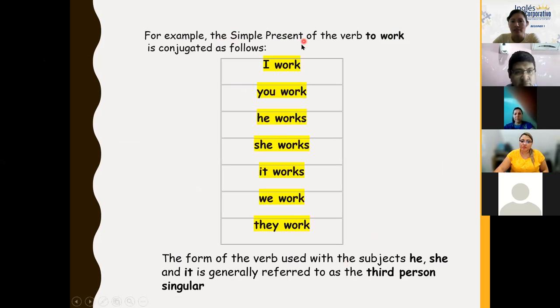For example, it says the simple present of the verb to work is conjugated as follows, right? I work, you work, he works, she works, it works, we work, and they work. So as you can see, solamente es en la tercera persona que vamos a hacer el cambio, right? The form of the verb used with the subject he, she, it is generally referred to as the third person singular, right? Por eso es que habíamos mencionado las reglas, porque con estos tres trabajamos diferente, okay?